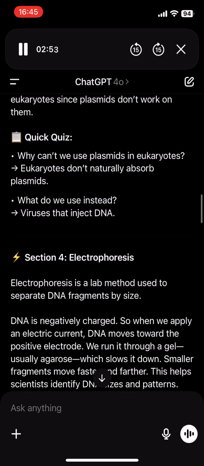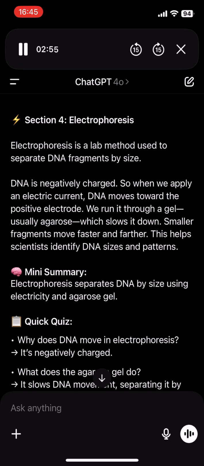Section 4: electrophoresis. Electrophoresis is a lab method used to separate DNA fragments by size. DNA is negatively charged, so when we apply an electric current, DNA moves toward the positive electrode. We run it through a gel, usually agarose, which slows it down. Smaller fragments move faster and farther.